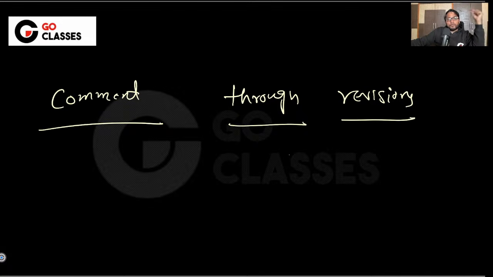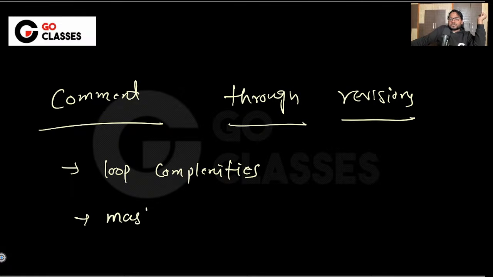Tomorrow we will discuss loop complexities, the master's theorem proof, and many other things related to asymptotic notations. Today I just wanted to touch the asymptotic notations and the increasing order, decreasing order of the functions.